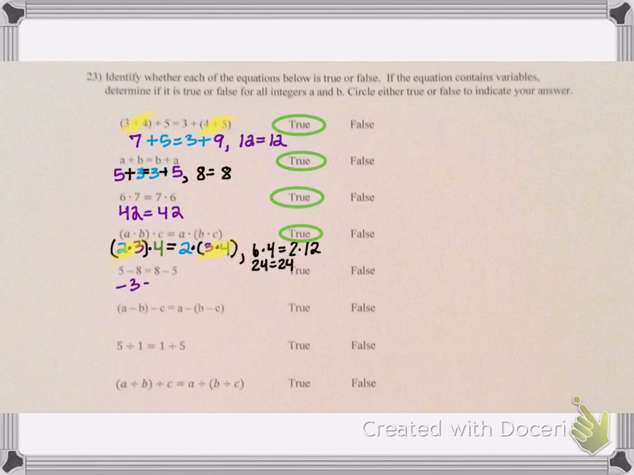5 minus 8 is negative 3. 8 minus 5 is 3. Those do not equal each other, so that one is false.